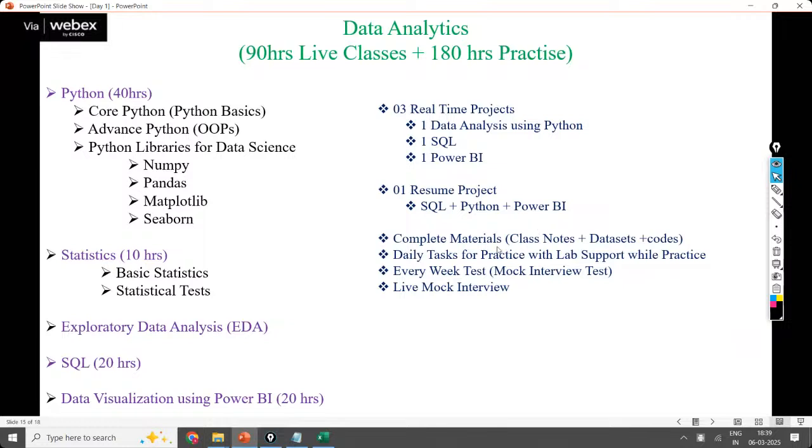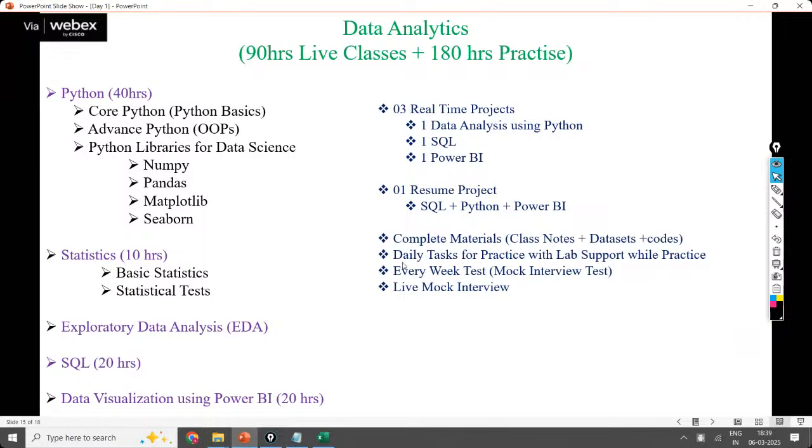And I'm going to share the complete materials related to all these things. What materials are required? Class notes, data sets, coding part, everything. And I'm going to share the daily task for your practice. While practicing the daily task, you'll get doubts. Okay, you are a learner, so obviously you'll get doubts. For doubts, we have the lab support. Everything I'm going to teach from the base to advanced completely by me. No other trainer in between. Starting to ending, only by me.